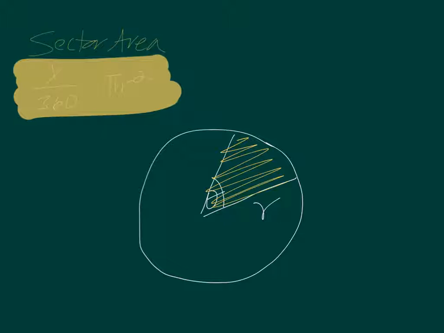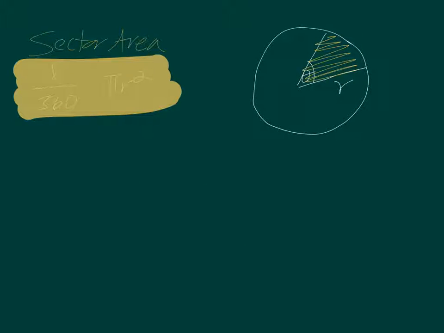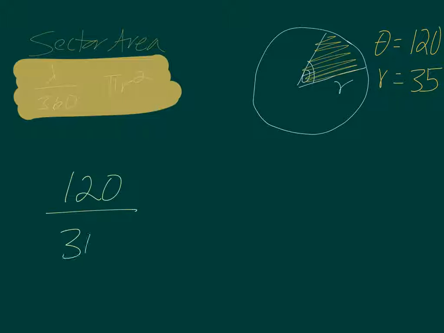Okay, so then let me just subtract this circle up here and we'll solve a problem. So let's say theta is equal to 120 and r is equal to 35. Okay, basically now we're just going to plug in these values into the formula. So let's get started. So we see theta is 120, so we put 120 over 360. Then we multiply it by pi, then 35 squared.